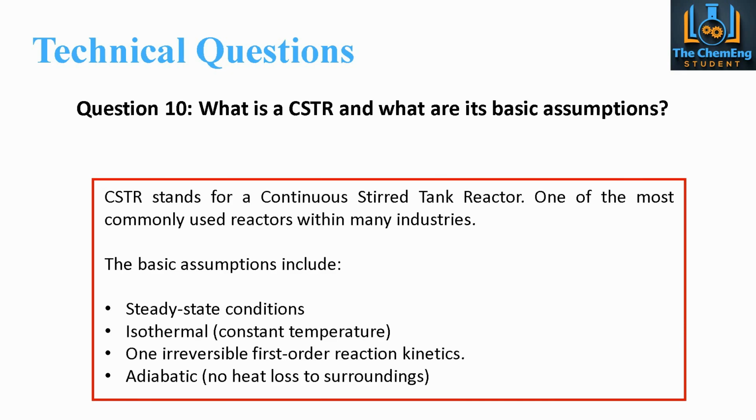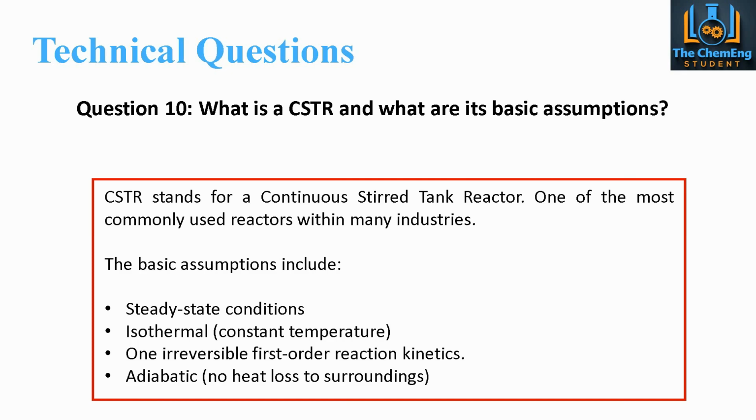Now, the basic assumptions when we model a very simple CSTR would be we assume steady state conditions, i.e. what comes into the system leaves the system. We have isothermal conditions within the reactor itself, i.e. we have a constant temperature, so we don't have a change between the inlet and the outlet. We have one irreversible first order reaction. So therefore what we say is that if we have A plus B goes to C, then it's going to be of the first order with respect to species A.